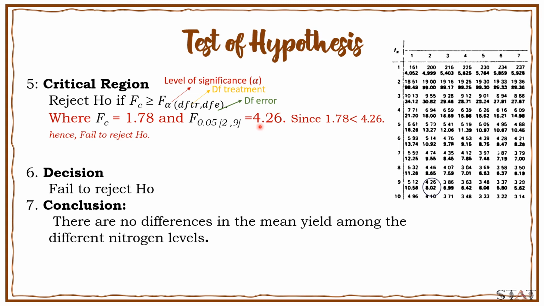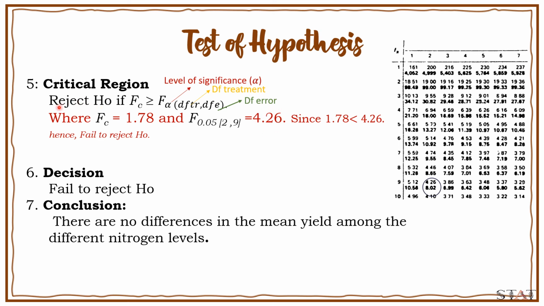So where do we find this 4.26? Since our alpha is 5%, based on our table, we have the DFTR treatment, which is 2. So in this column, we will use the 2, the second column, and then the DFE, which is 9. So at the intersection, this is our F tab value. For 5%, we will use 4.26. If we are using alpha 0.01, then we will use 8.02. But in our example, we are using alpha 0.05. So we will use 4.26. So this is how the F tab is found, 4.26.